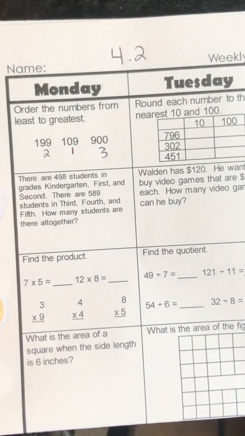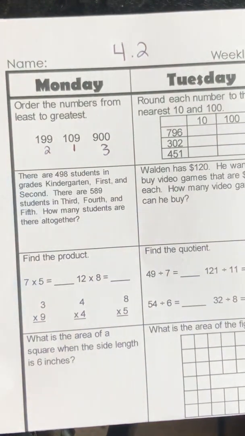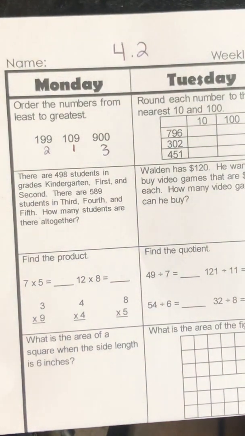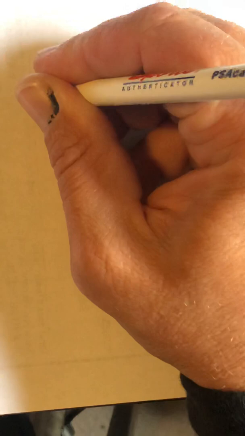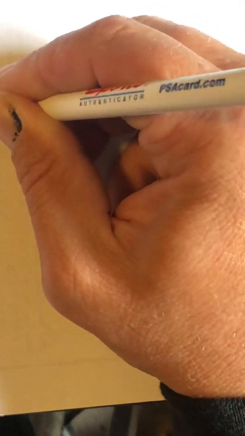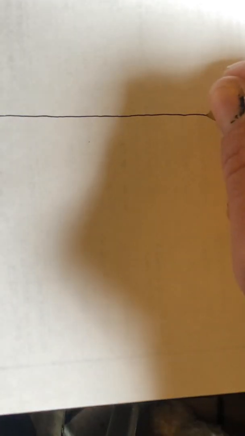Okay, there are 498 students in grades kindergarten, first and second. There are 589 students in third, fourth, and fifth. How many students are there all together? So this is a number line problem. So let's see, what do we have here? We're gonna make a number line. Might need to zoom out a little bit.